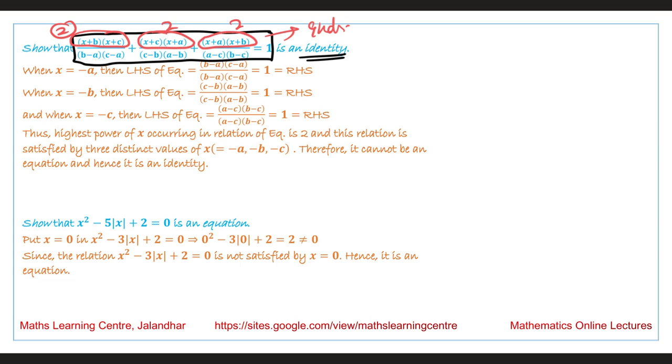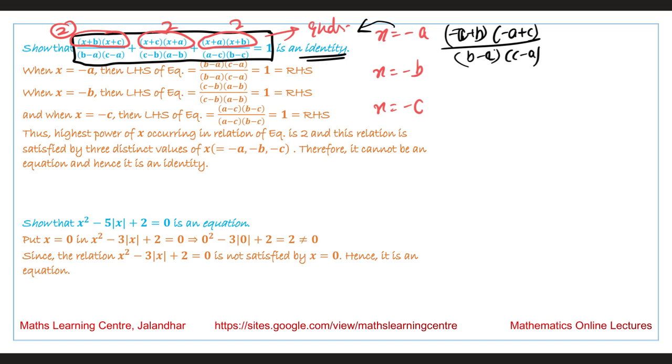Now we claim that x is equal to minus a, x is equal to minus b and x is equal to minus c. These are the roots of this equation. To prove this, if we substitute x is equal to minus a in this, we will get minus a plus b into minus a plus c divided by b minus a into c minus a. We are talking about the left hand side of this equation by substituting x is equal to minus a.